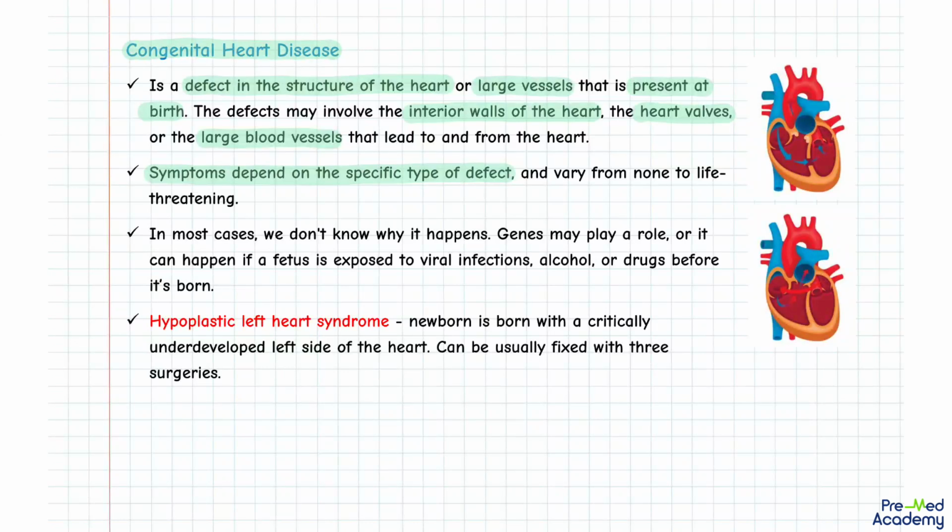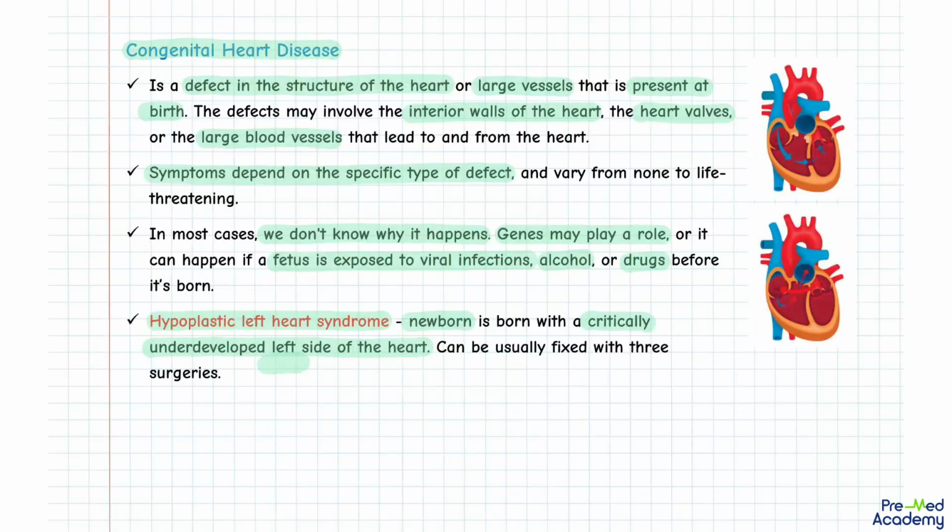The reasons for such defects are usually not clear. Genetics may play a role in some cases. In other cases, exposure of the fetus during pregnancy to viral infections, drugs, or alcohol may be the reason for congenital heart disease. One of these conditions is called hypoplastic left heart syndrome, and newborns that suffer from it are born with a critically underdeveloped left side of the heart. This obviously leads to devastating consequences, since the left side of the heart is the side that pumps blood to the body.